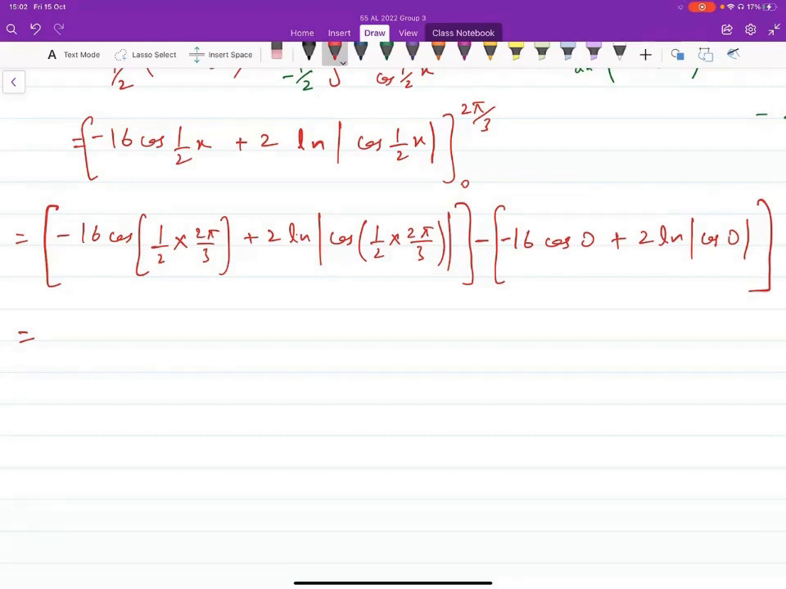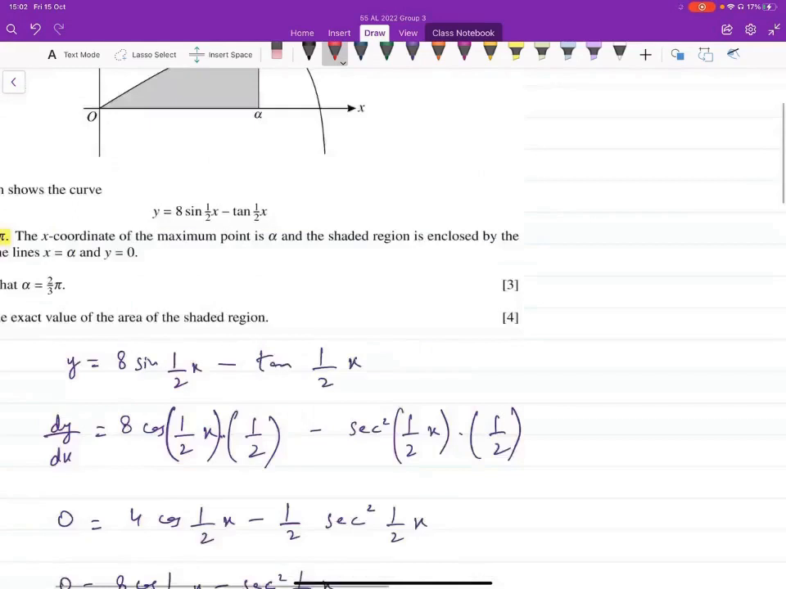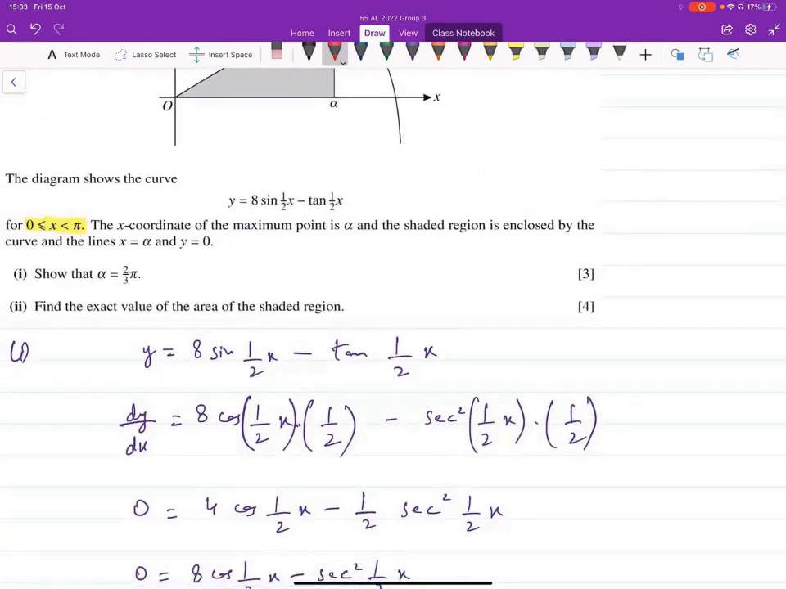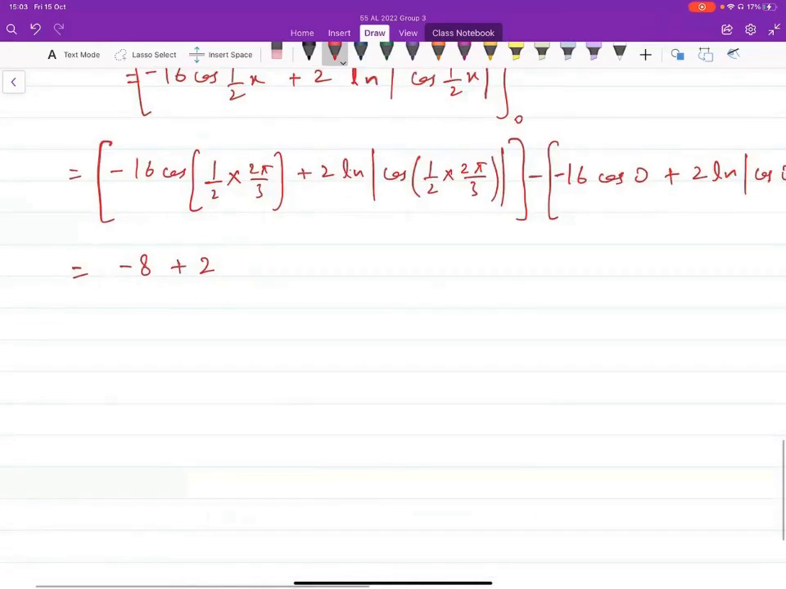So your first ये जो चीज़ है ये क्या आती है? Minus 16 into cos of pi over 3. What's that? Minus 8. This will be minus 8. The second thing, 2 into ln of this thing. Okay, so we need an exact value. इसने ऊपर कहा था, find the exact value of the area of the shaded region. We don't want decimals. If we have ln form, we just leave that as ln. So what is this thing inside?